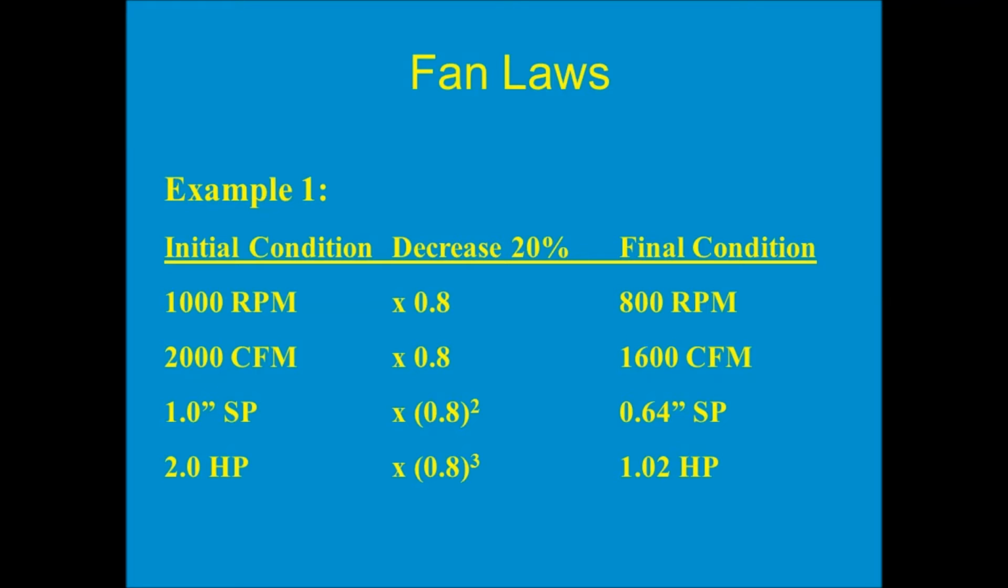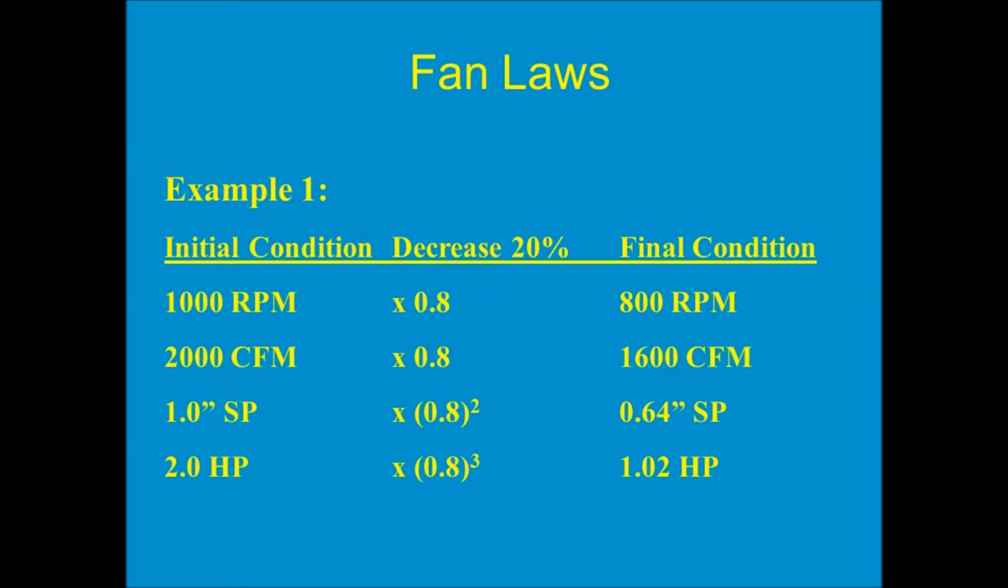Now, if for whatever reason we can decrease the flow, let's say we have overnight hours or weekend conditions, reduced load, if we can slow down the flow, and if we want to reduce it 20%, then we reduce the speed 20% because RPM and CFM are directly related. So if we decrease it 20% down to 800 RPM, we will get 20% less airflow, 1,600 CFM.